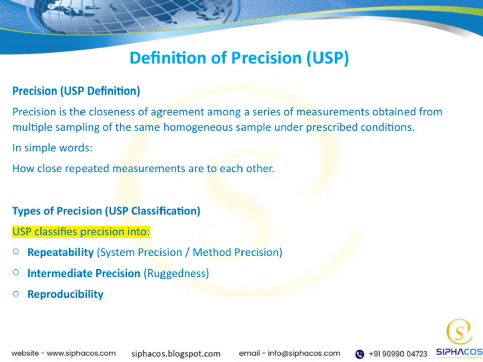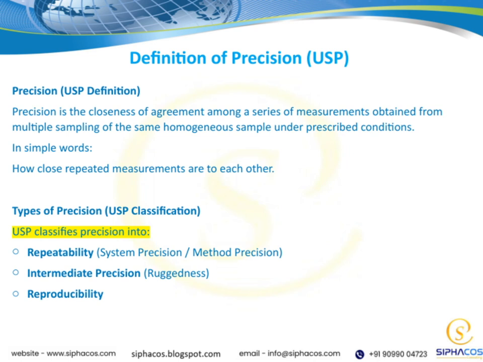Let's dive into the definition of precision according to USP. Precision refers to how closely a series of measurements agree with each other when we sample the same homogeneous sample multiple times under specific conditions. In simpler terms, it's about how consistent our repeated measurements are, how close they are to each other. Now, USP classifies precision into different types. First, we have repeatability, which is also called system precision or method precision. This is the variation we see when the same method is used multiple times under the same conditions.